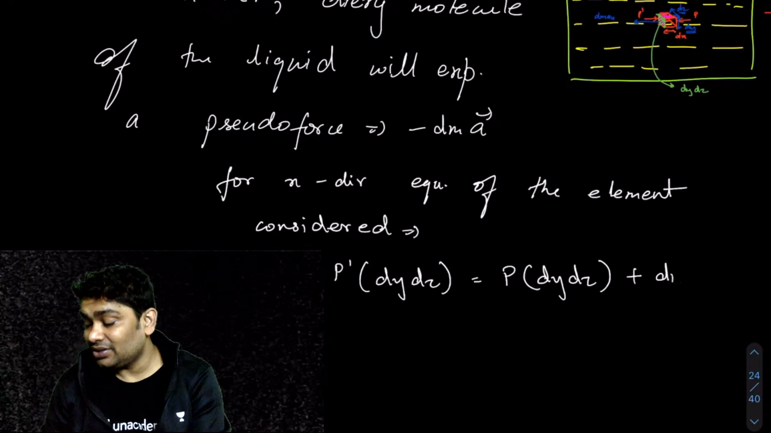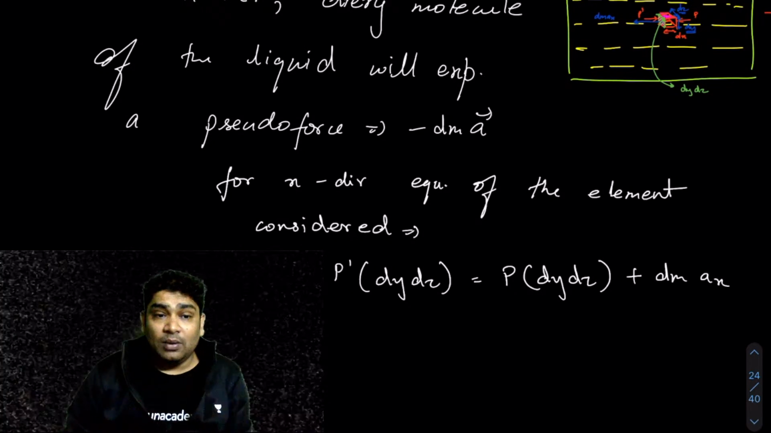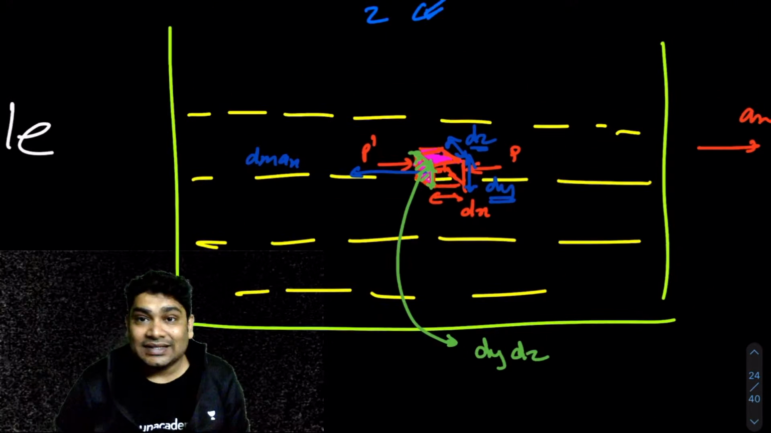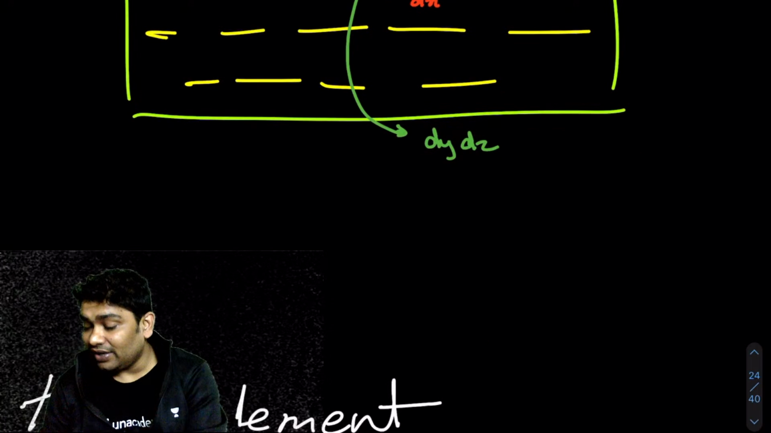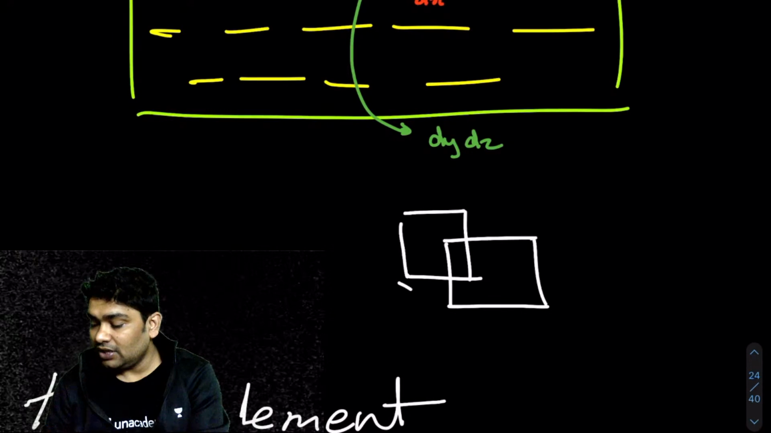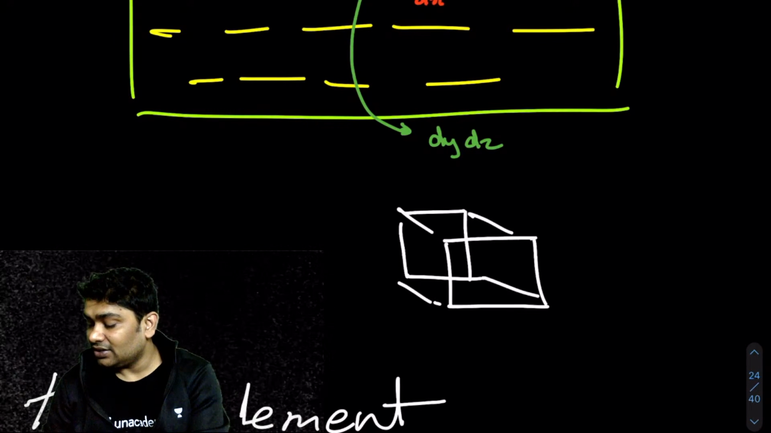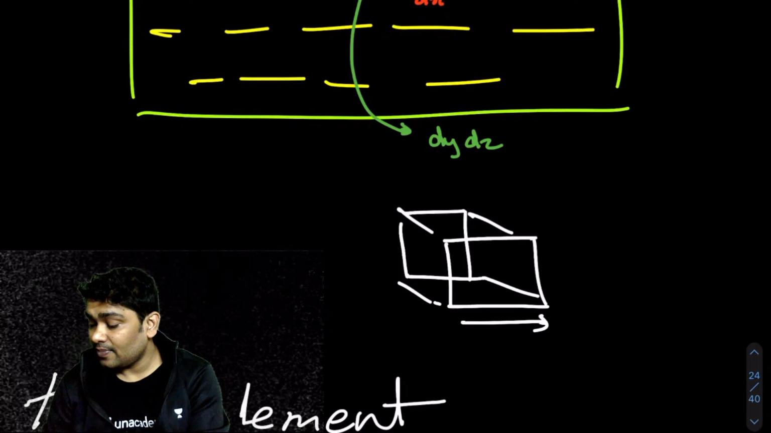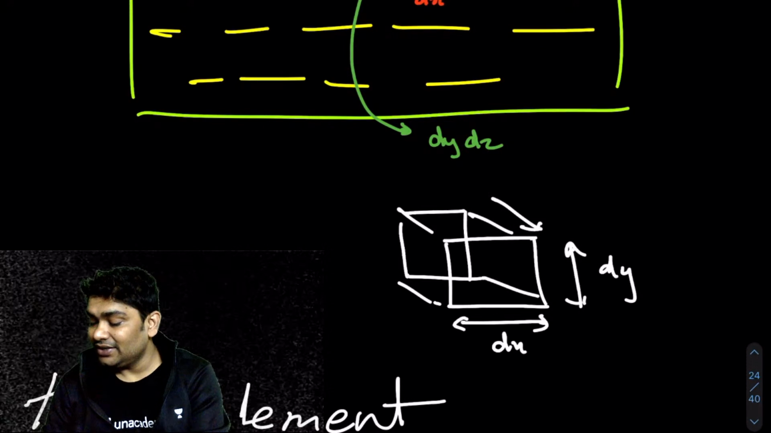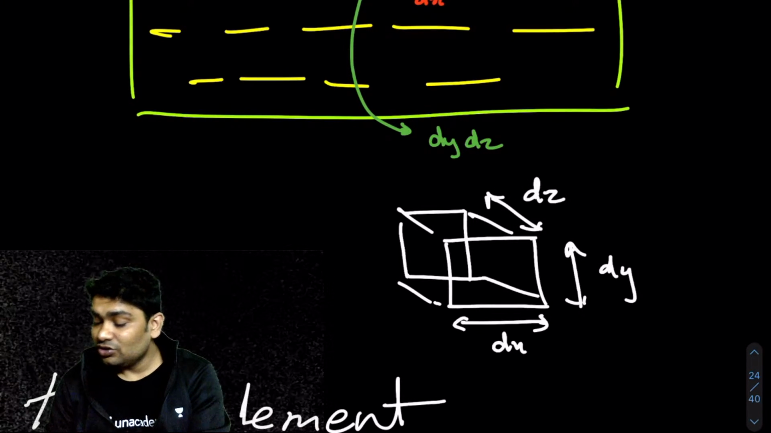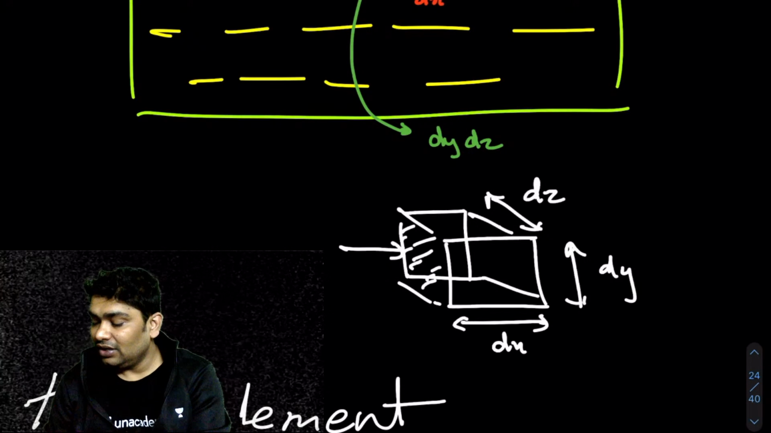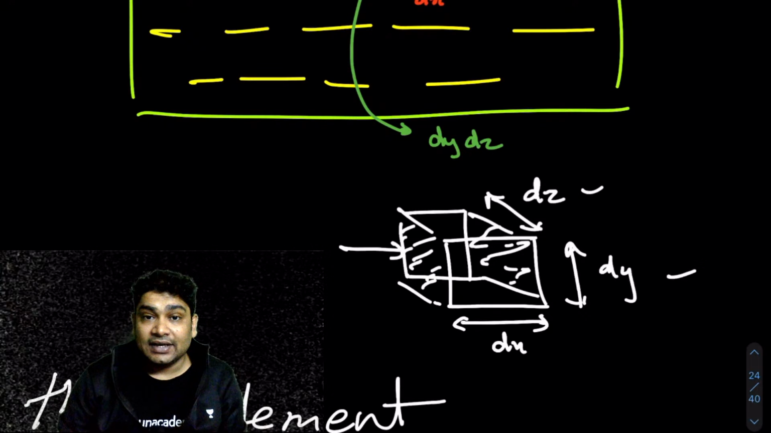plus dm times a. The dm is the small mass contained in that element. Okay. So I hope you can see that this is the element that I was considering. I am considering an element like this. Imagine this being dx, this side being dy, and this side being dz. That is the element that I am considering. So for x direction, forces are acting on this element and this element, right? And the areas of this would be dy into dz.